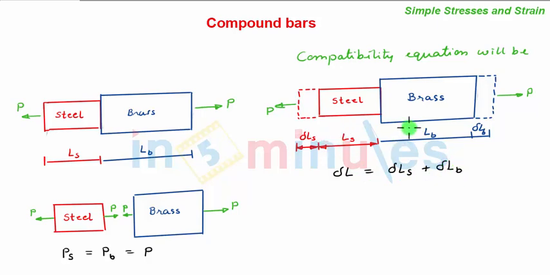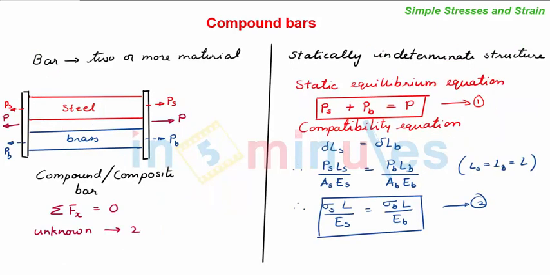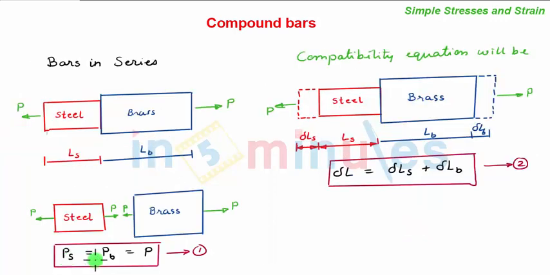This kind of arrangement is called bars in series, whereas in the previous case, the arrangement is called bars in parallel. So for bars in parallel, these are the two equations used to solve the problem, whereas for bars in series, these are the two formulas used to solve the problem. Equation 1 can be called the static equilibrium equation, whereas equation 2 can be called the compatibility equation.